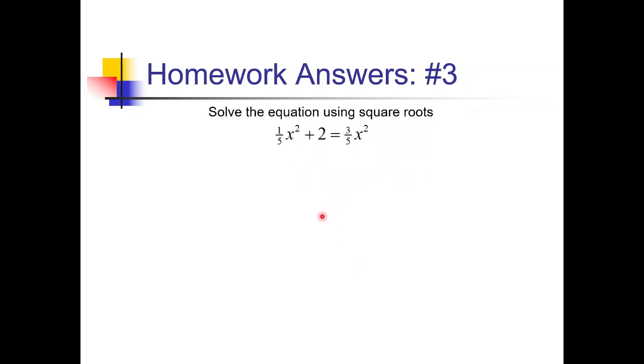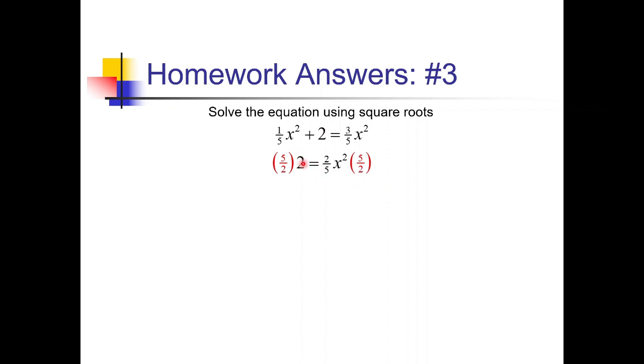For this problem, we're solving this equation using square roots. That means I need to isolate this x squared term. A good step to doing that would be to get all the x squareds together. So if I subtract 1/5 x squared from 3/5 x squared, that's going to be 2/5 x squared. And then to get the x squared truly by itself, I have to get rid of this 2/5. I can do that by multiplying both sides by the reciprocal of 2/5, which is 5/2. So that gets rid of the 2/5 over here with the x squared.